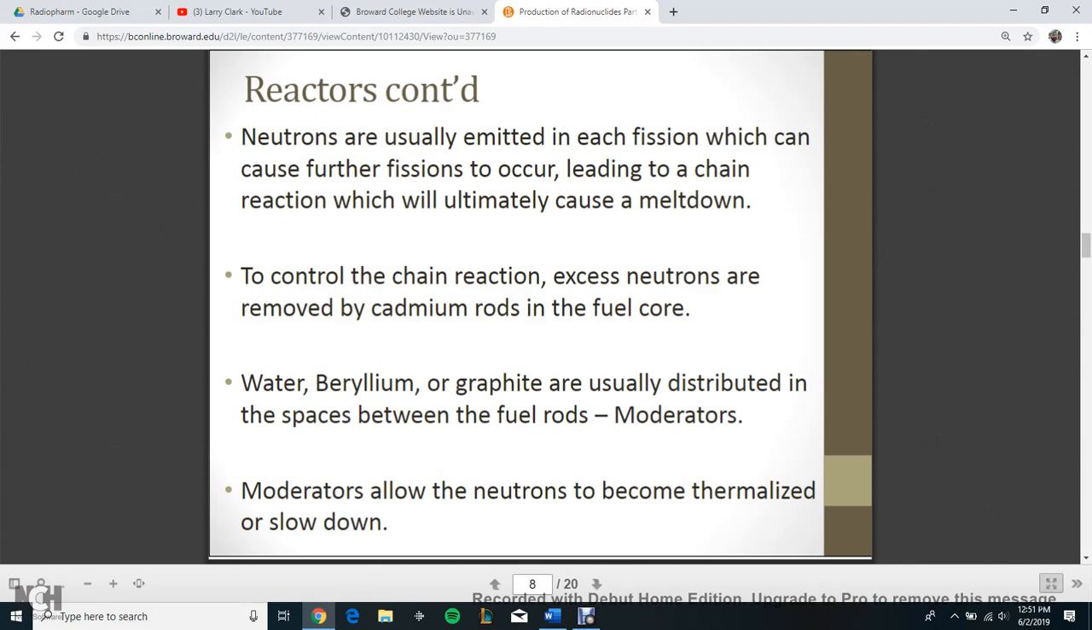To control the chain reaction, excess neutrons are removed by cadmium rods in the fuel core. Water, beryllium, or graphite are usually distributed in the spaces between the fuel rods. They're called moderators. Moderators allow the neutrons to become thermalized, or slow down.